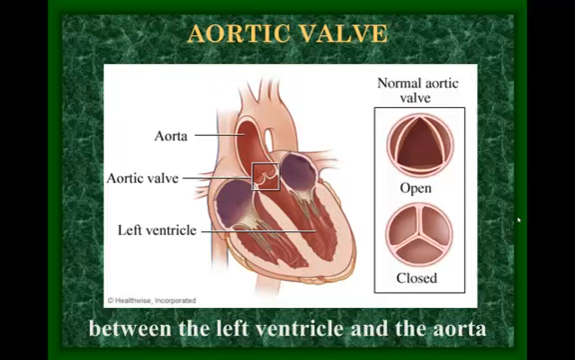The aortic valve is going to take blood into the largest artery that we have. So it is going to be between the left ventricle and the biggest artery, which is the aorta, which is carrying blood away from the heart to the whole body.